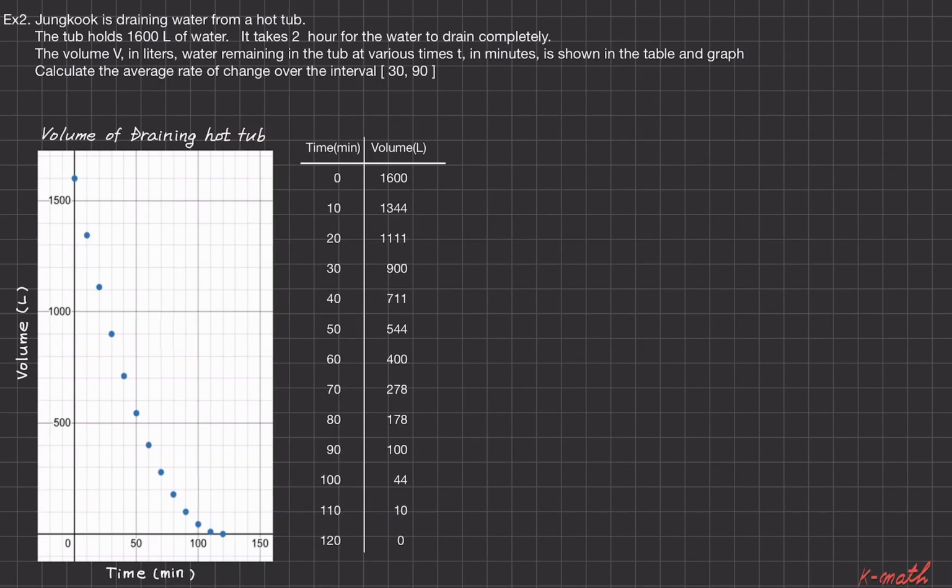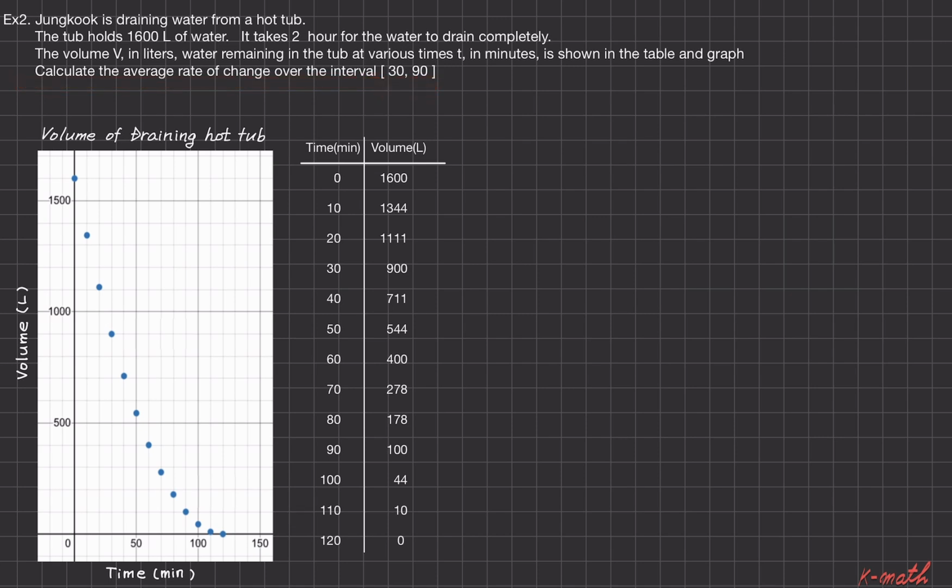Here is the next example. Jungkook is draining water from a hot tub. In this case, V is the volume of water in liters, and T is the time in minutes. Let's look at how the volume changes over time. It is decreasing as time goes by. Let's calculate the average rate of change over the interval from t equals 30 to t equals 90.